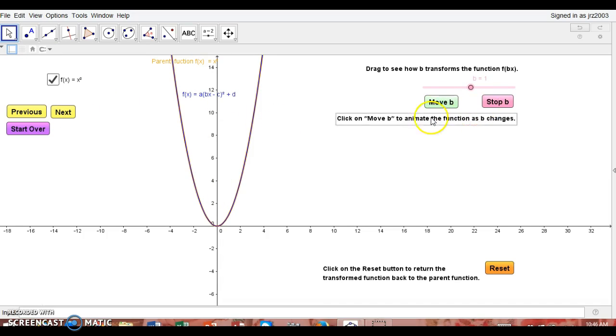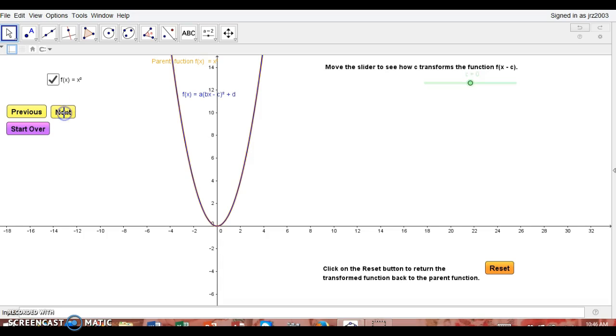And in my classroom I'd probably go into that a little more. But this is a good introductory lesson to what these transformations do. And they can watch it move, animate it. How does B transform the function? So we just talked about that.